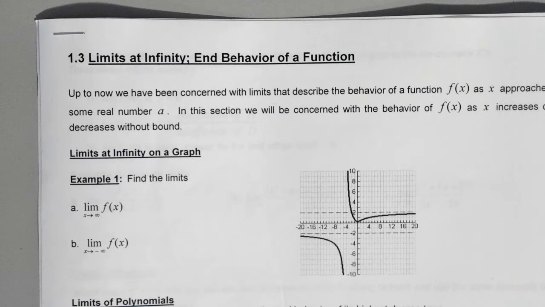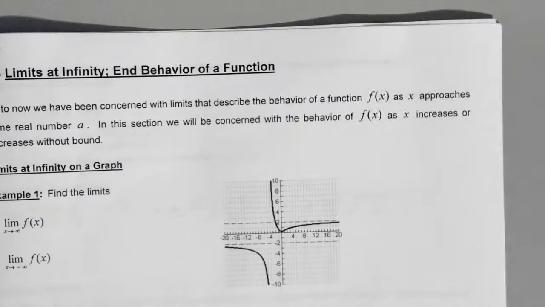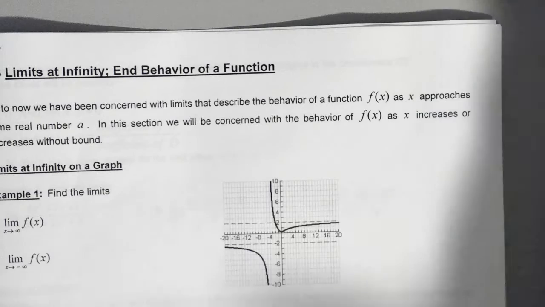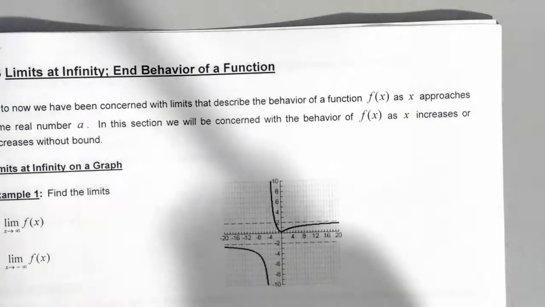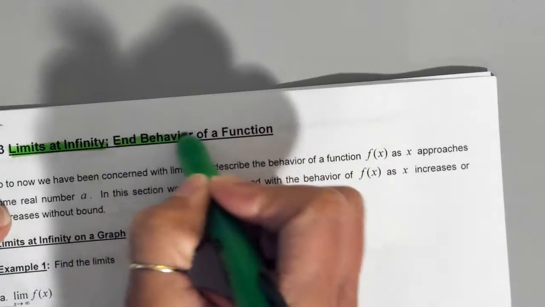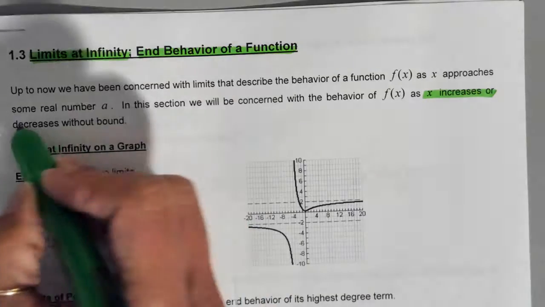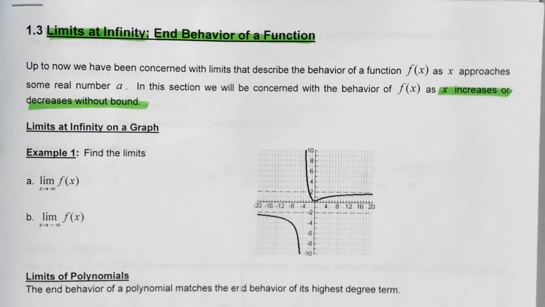All right, so limits at infinity. Up to this point, we have been talking about the limit of a function at a given value. Now what we're going to do is see what happens when we evaluate limits at infinity. Basically, what we're looking at is when x increases or decreases without bound.